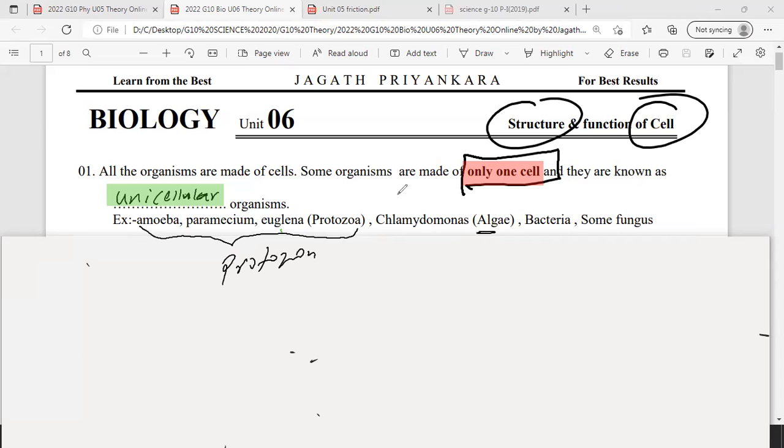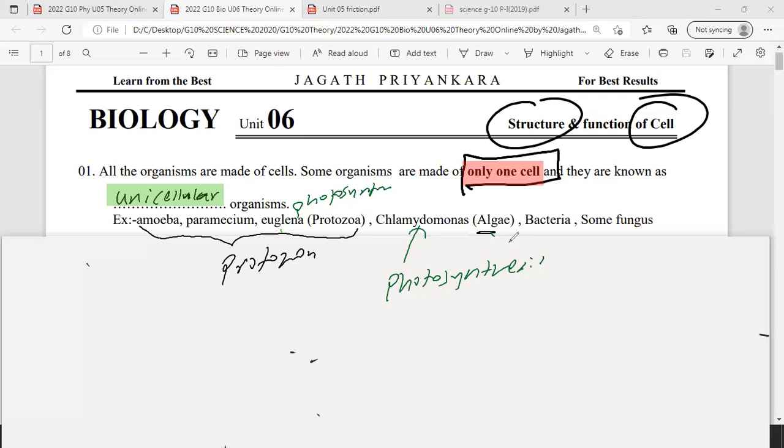Algae are photosynthetic. Chlamydomonas and Euglena, these two, are photosynthetic and can produce their own food. Not all protozoa, only Euglena is photosynthetic, with chlorophyll present. Any alga is photosynthetic, and those things are a bit important. Photosynthetic means they can produce their own food: autotrophic organisms. Algae are green and aquatic; they live in water, not on land.